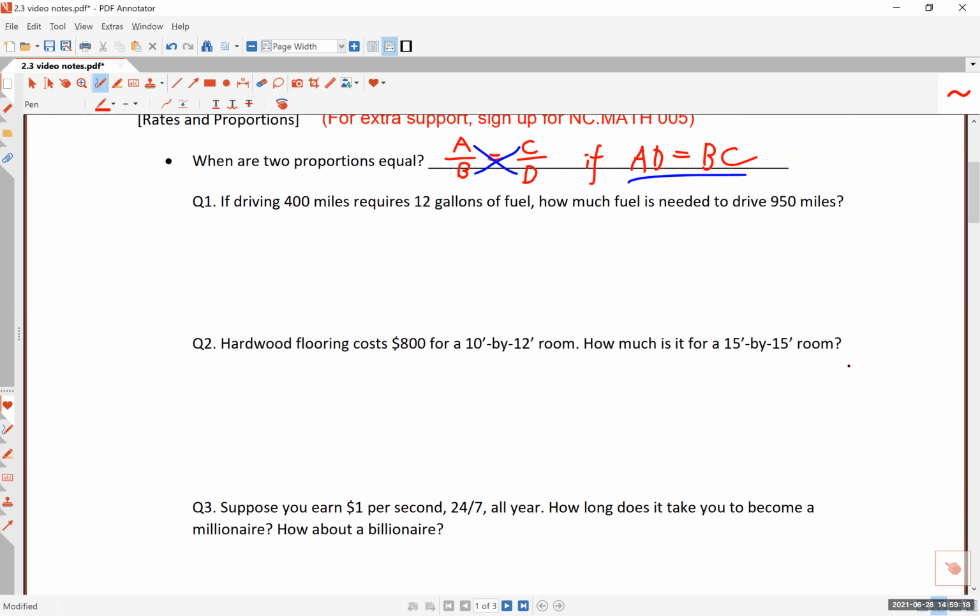Number one, let's say you're driving 400 miles, and that takes 12 gallons of fuel. How much fuel is needed to drive 950 miles? So 400 miles, you need 12 gallons. 950 miles, how many gallons?